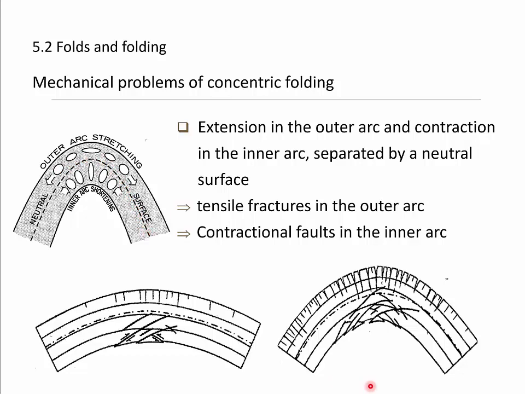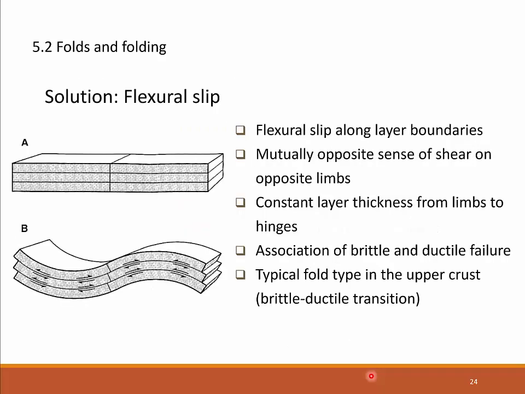However, in nature, we do not often observe these contractional features in the inner arc and the extensional features in the outer arc. Instead, more commonly, we see flexural slip folding. And flexural slip folding means that the extensional strain in the outer arc and the contractional strain in the inner arc is compensated by sliding of layers along the layer boundaries.